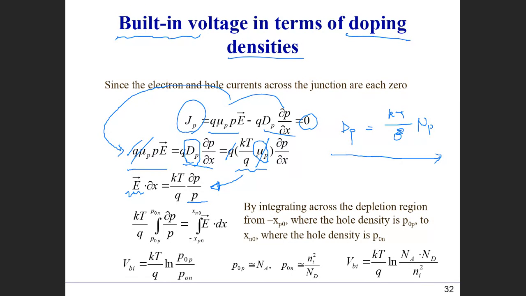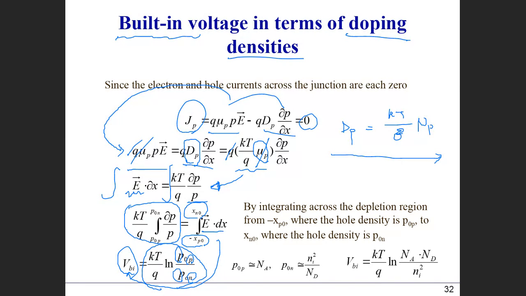Within the depletion region, if we integrate both sides, from the depletion edge on the N side to the P side, integrating the electric field represents the potential difference, which we call the built-in potential of this PN structure. Then we get this equation: kT over q, ln of p_p0 over p_n0. p_p0 represents the P side hole concentration, and p_n0 represents the N side hole concentration.